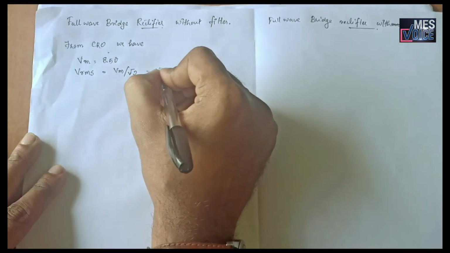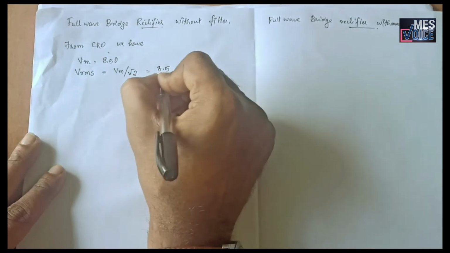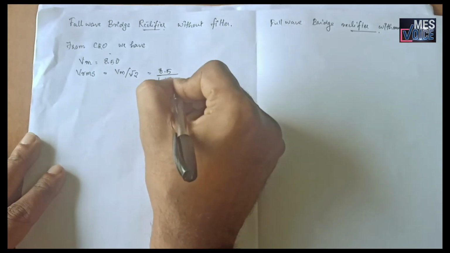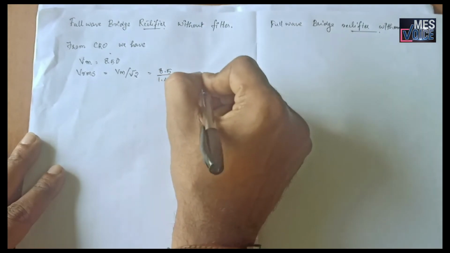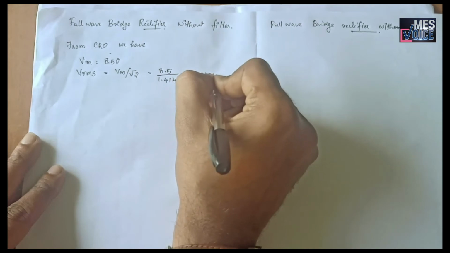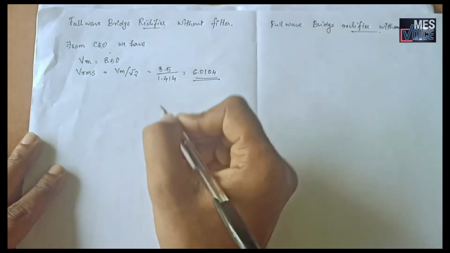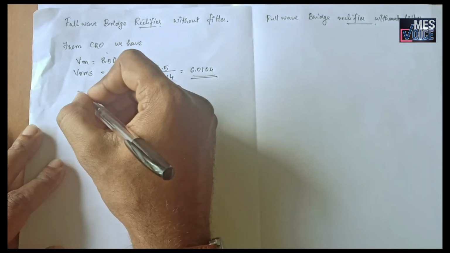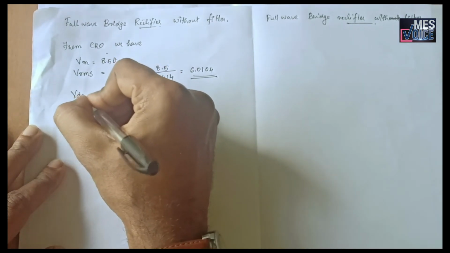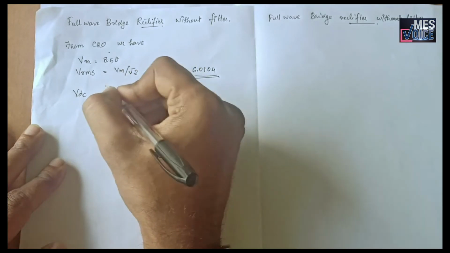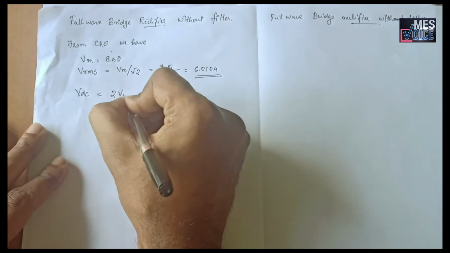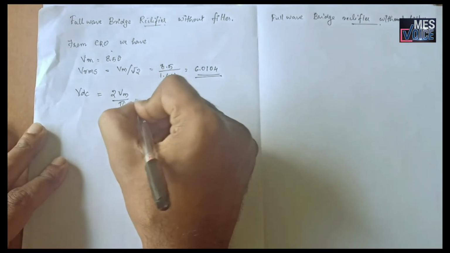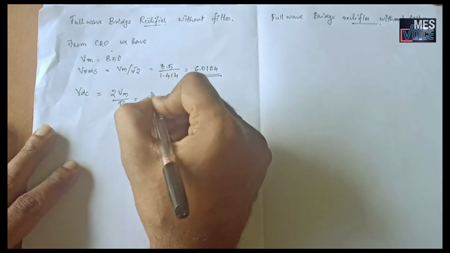From the CRO we have the value of Vm. So Vm equal to 8.50, so that we can calculate the value of Vrms. Vrms equal to Vm divided by root 2, which is equal to 8.5 divided by 1.414, which is equal to 6.0104.